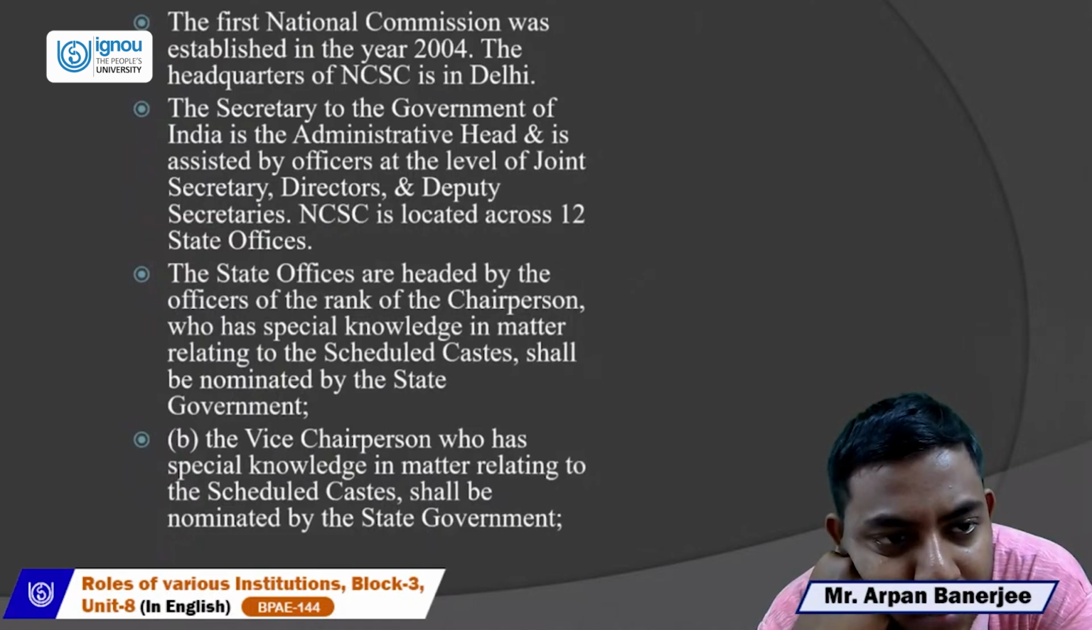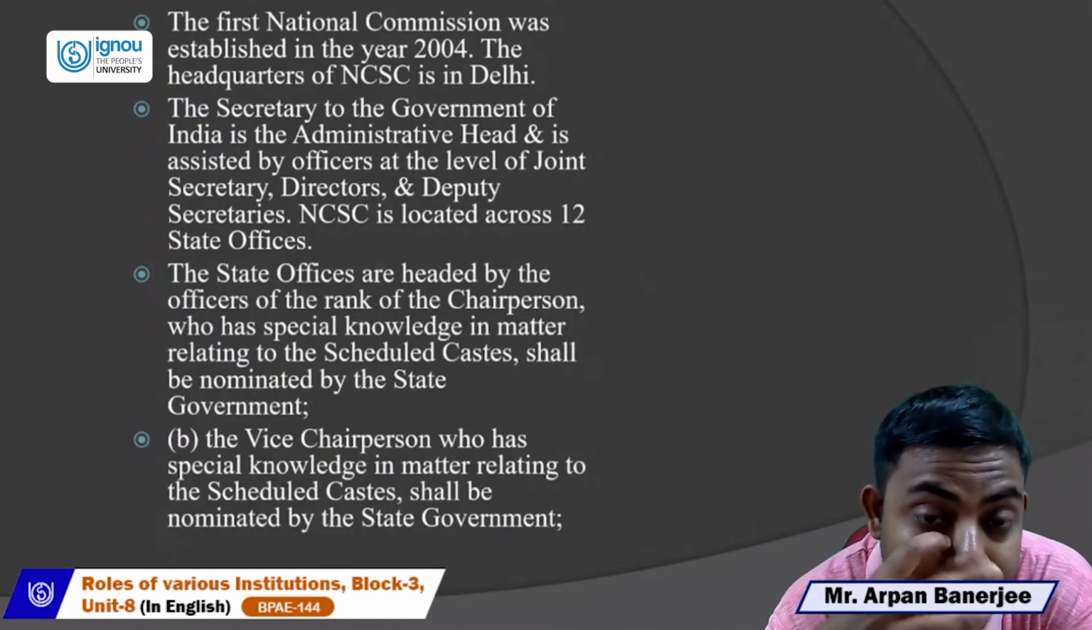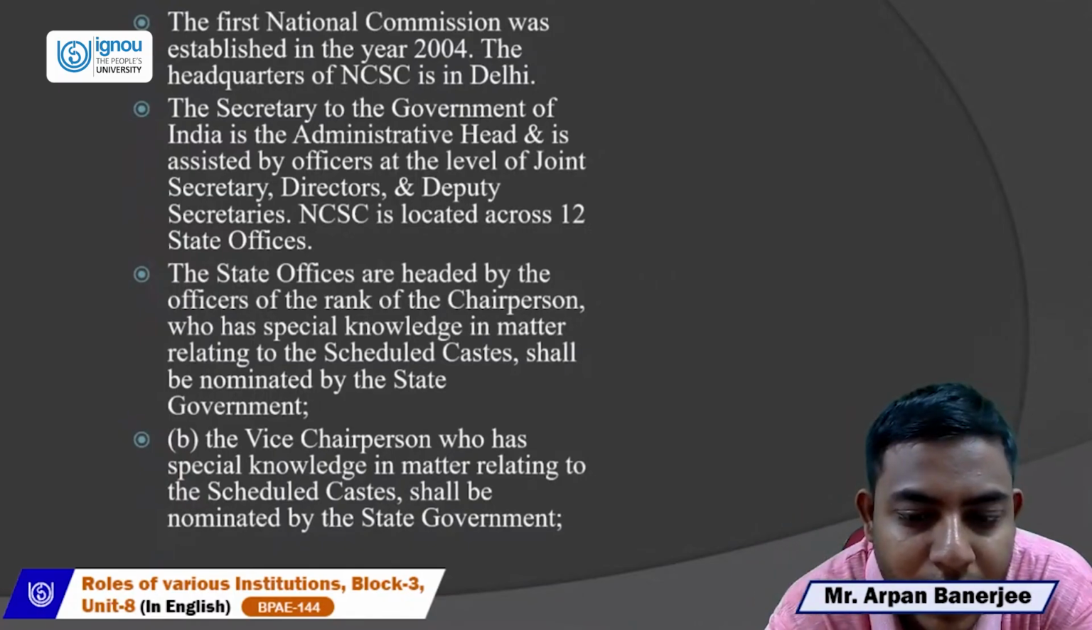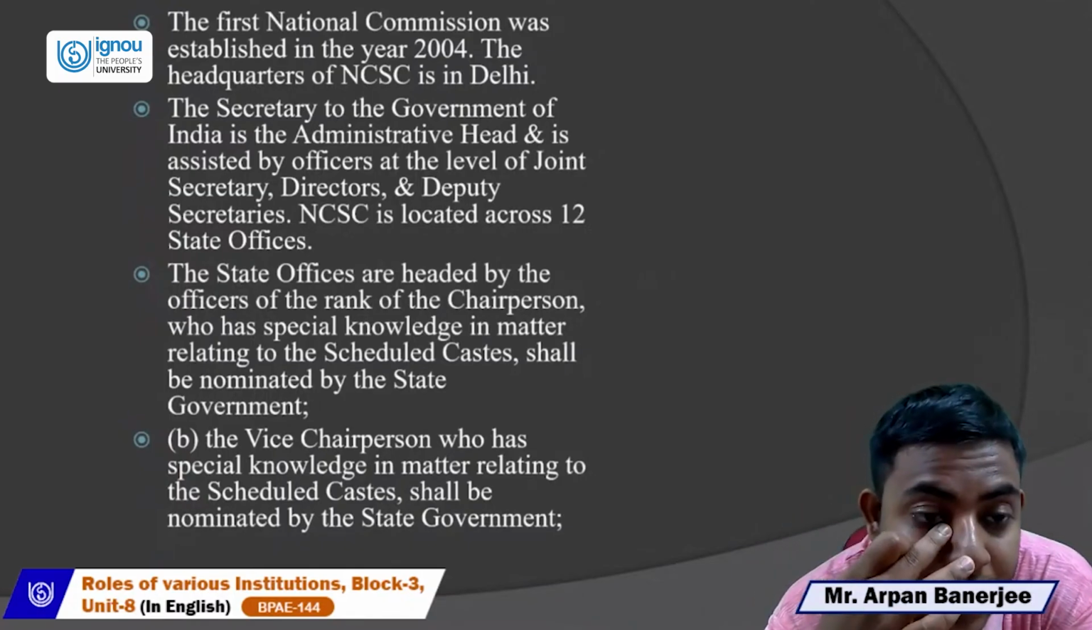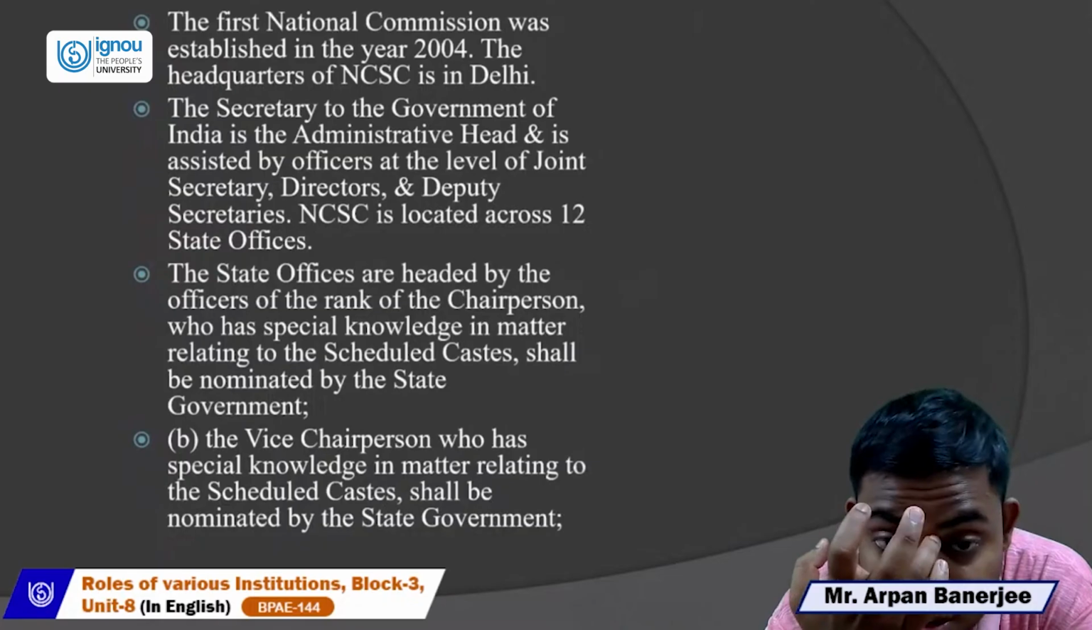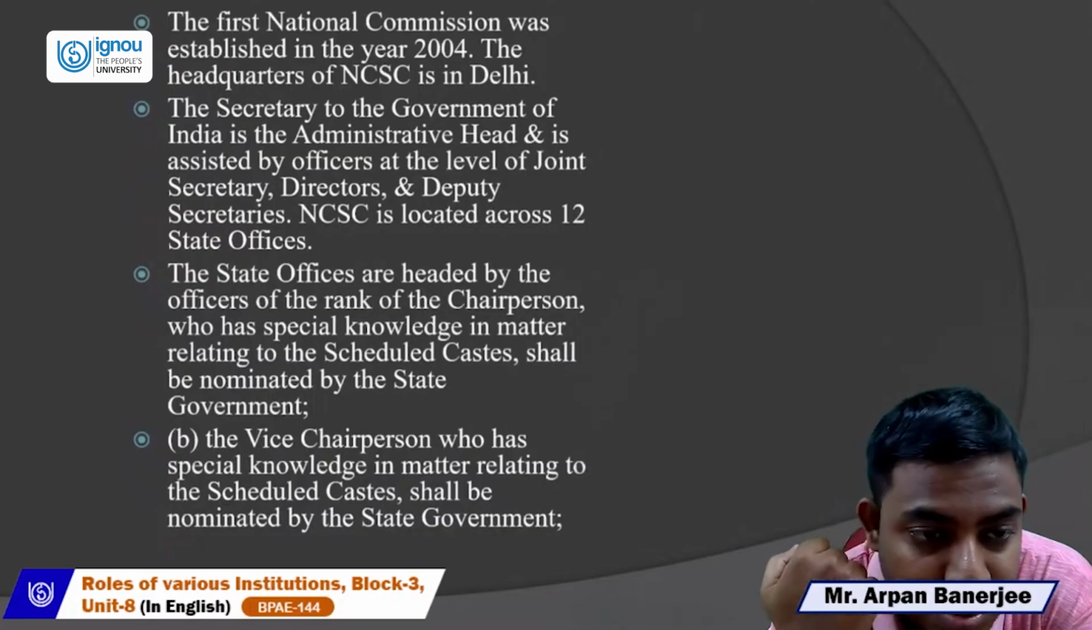The Secretary to the Government of India is the administrative head and is assisted by officers at the level of Joint Secretary, Directors and Deputy Secretaries. The National Commission for Scheduled Castes is located across 12 state offices.